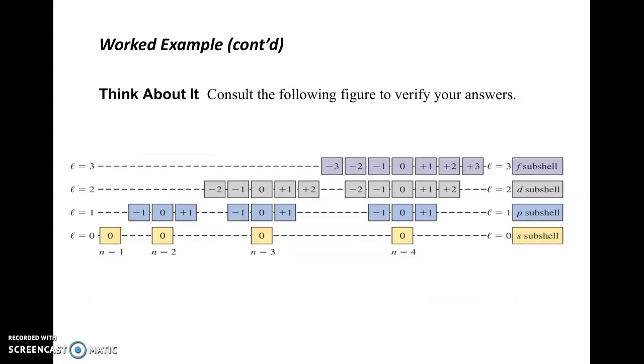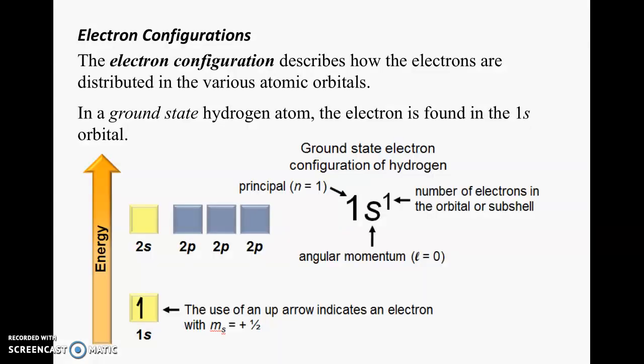And here's that chart we saw before, and you can just use this to try and verify your results. It was 4D, so the n equaled 4, and the D subshell is up there when L equals 2. All right, moving on.